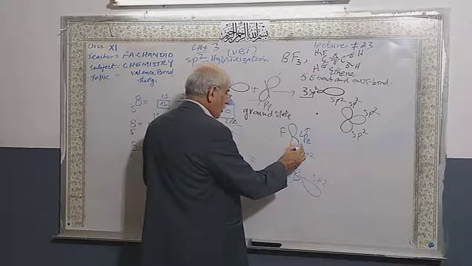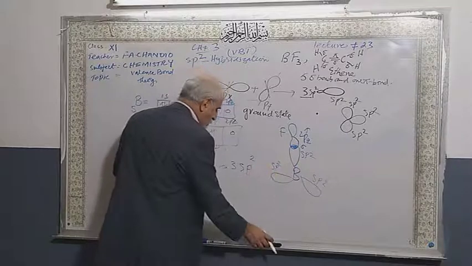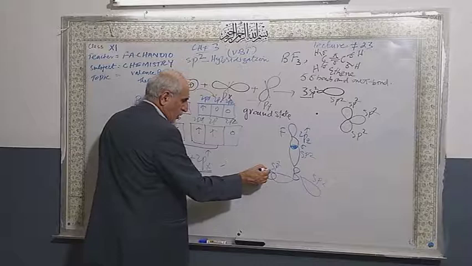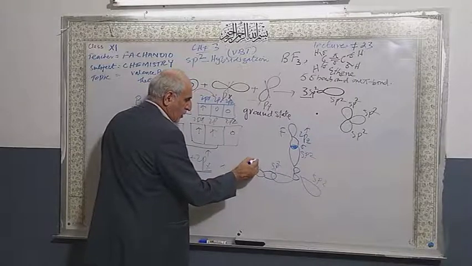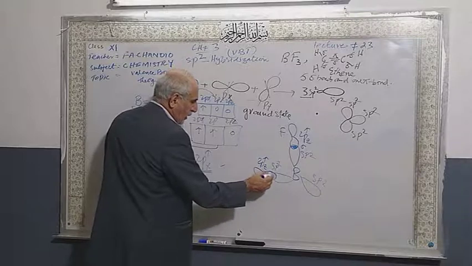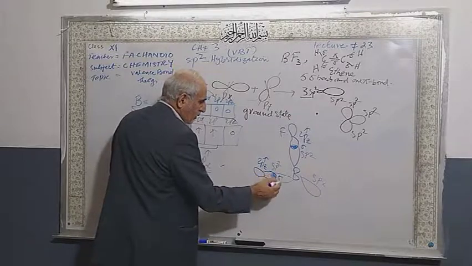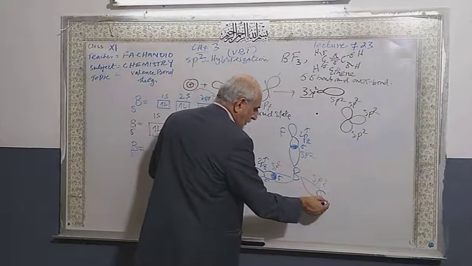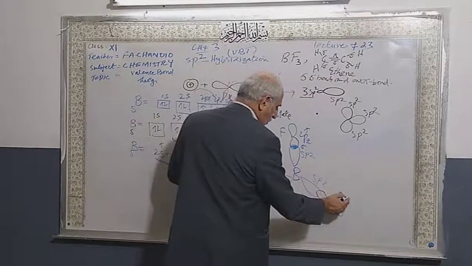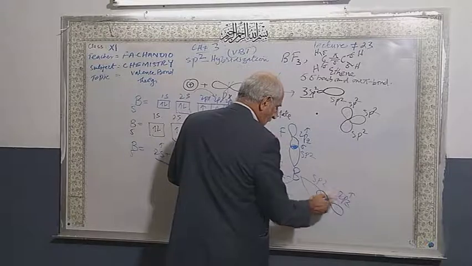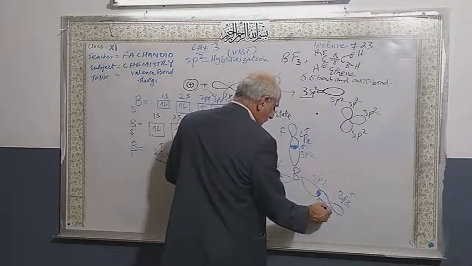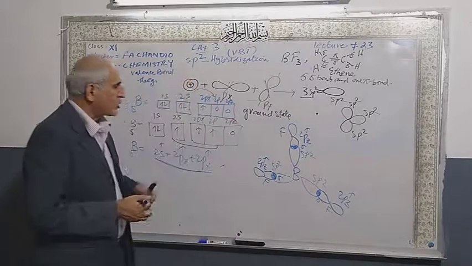This is a sigma bond. And also the shape of p is like this one. This is also 2pz1 for the fluorine, sigma bond. And same, this is a 2pz1 sigma bond. So boron is trivalent.